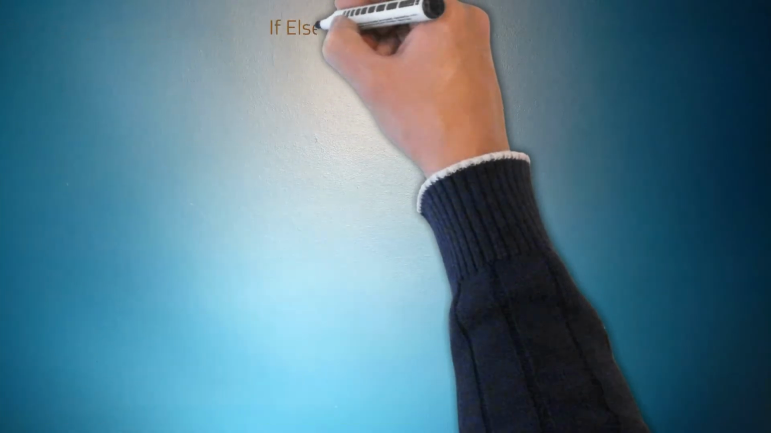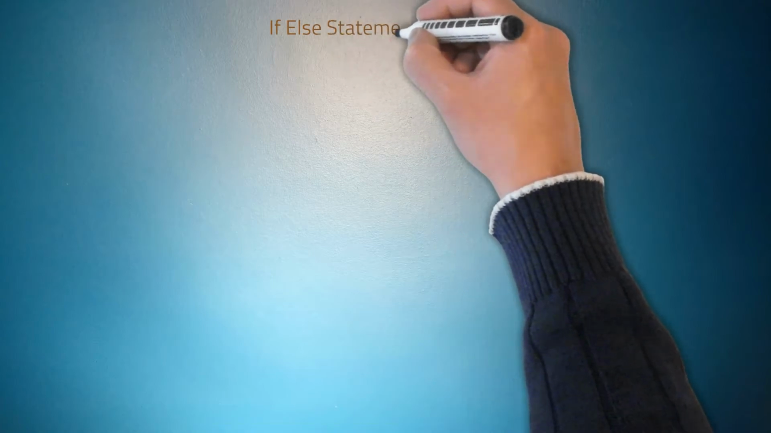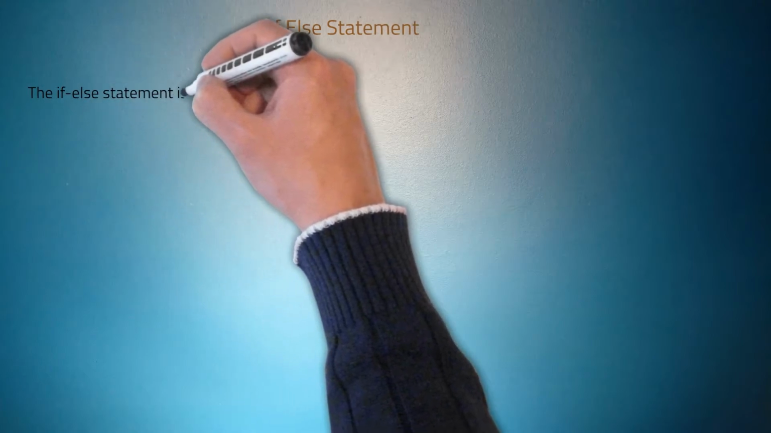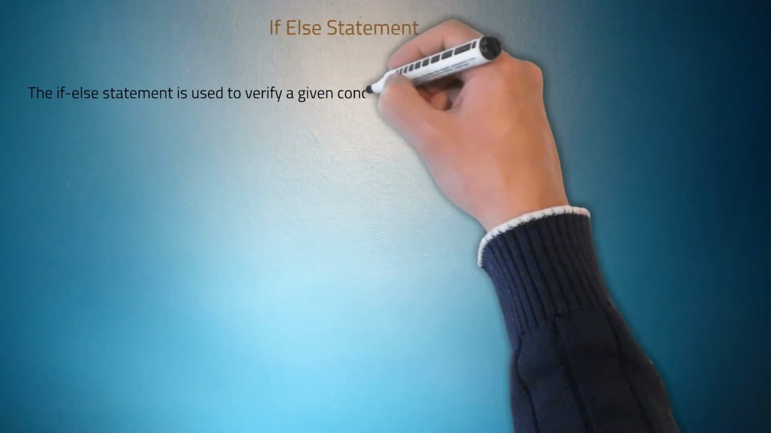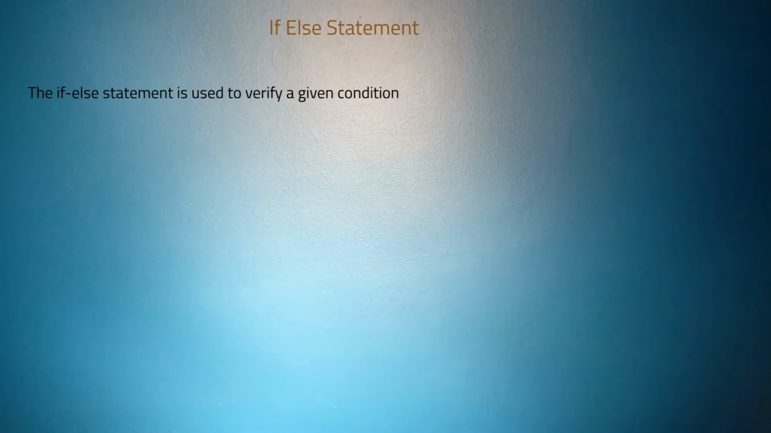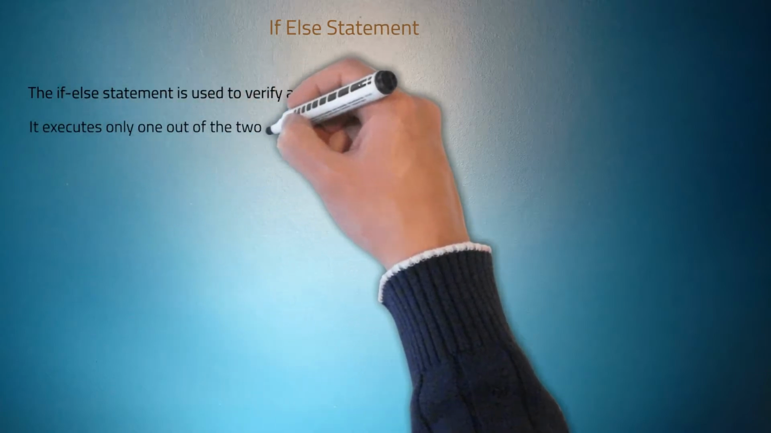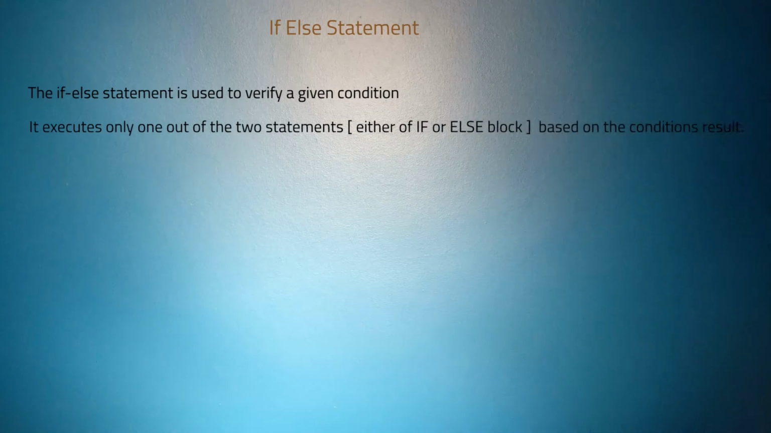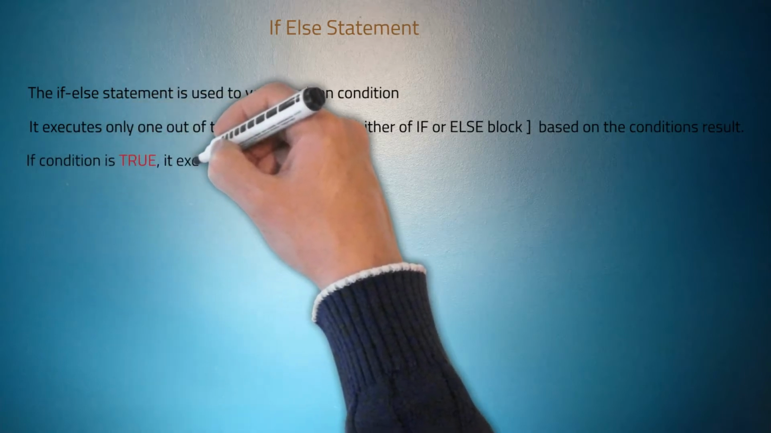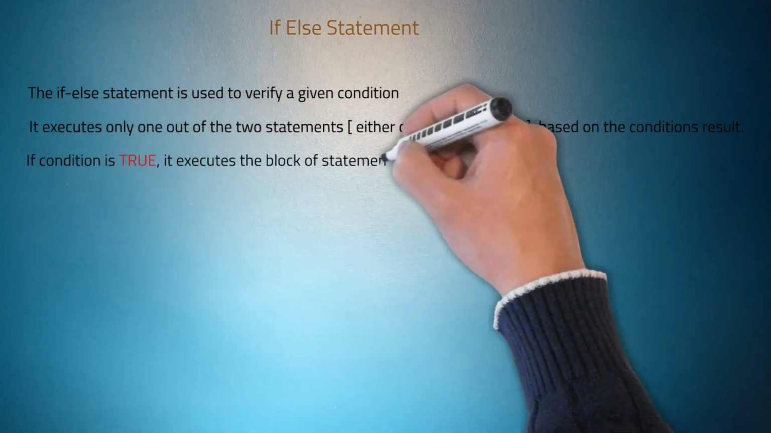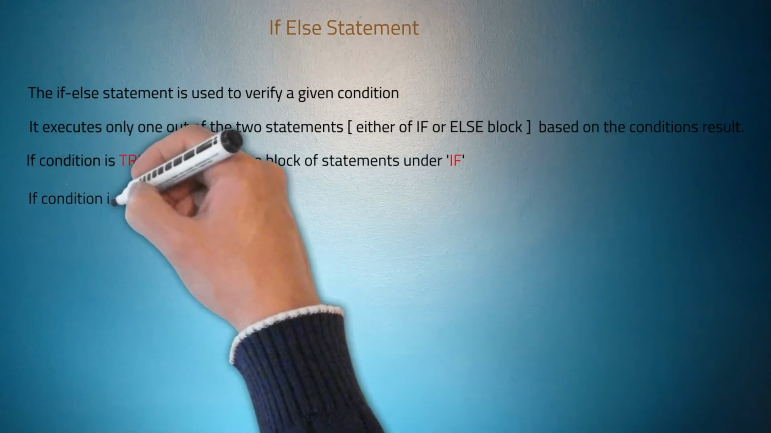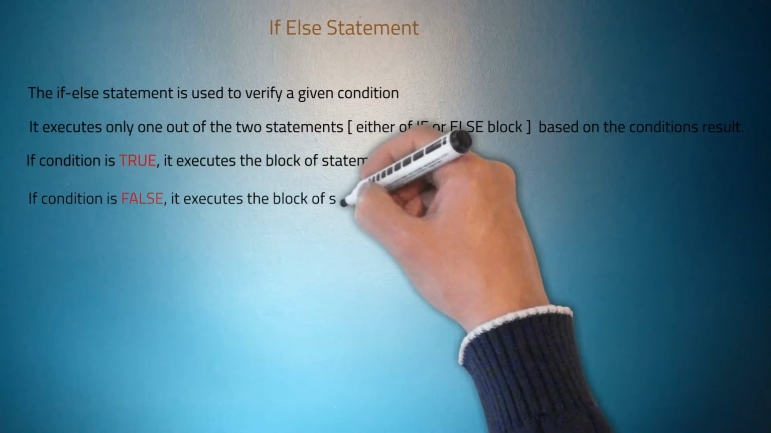If-else statement. If-else is an extension of the if statement where we verify if a given condition is true or false. It executes only one out of two blocks. Either the if block is executed or the else block is executed. If the condition is true, it will execute the statements within the if block. If the condition turns out to be false, it will execute the statements in the else block.